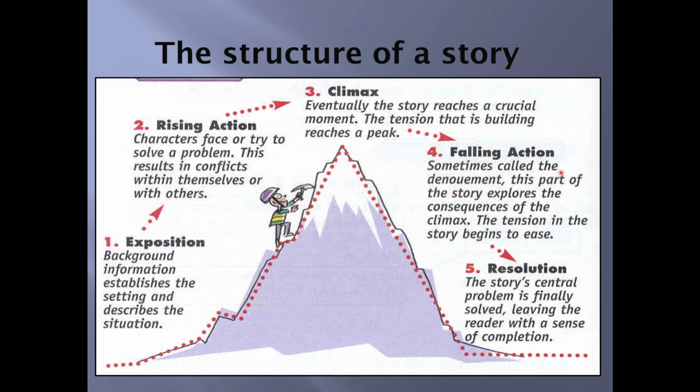And then falling action, sometimes called the denouement, is the part of the story that explores the consequence of the climax. The tension in the story begins to ease. The tension hits the highest peak. There might have been very bad things that happen. So in the falling action, they are starting to ease up, and then they have the resolution. The story's central problem is finally solved, leaving the reader with a sense of completion. What happens at the end?